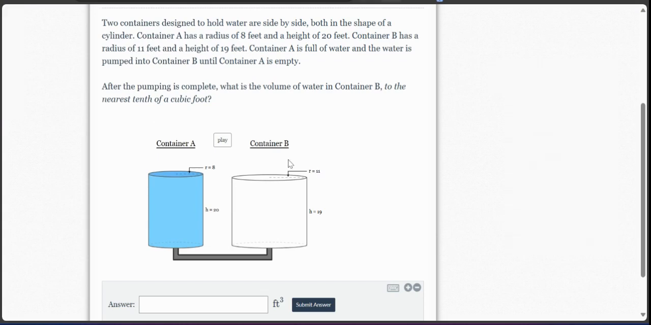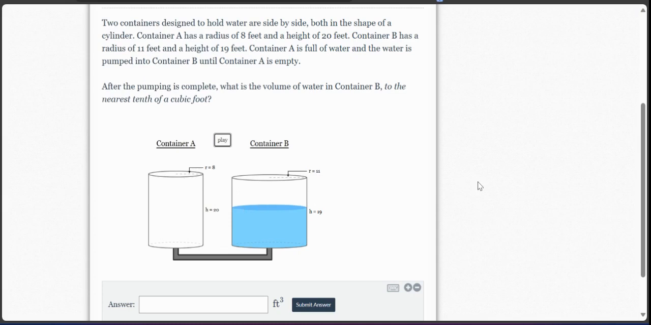So let's play this little digital part. I'm going to play this and we are going to see what happens. When I take the water out of container A, it goes into container B, not all the way, but it fills up a portion of it. So we can safely say that all the water in container A, we can just measure that in order to figure out how much water is in container B.